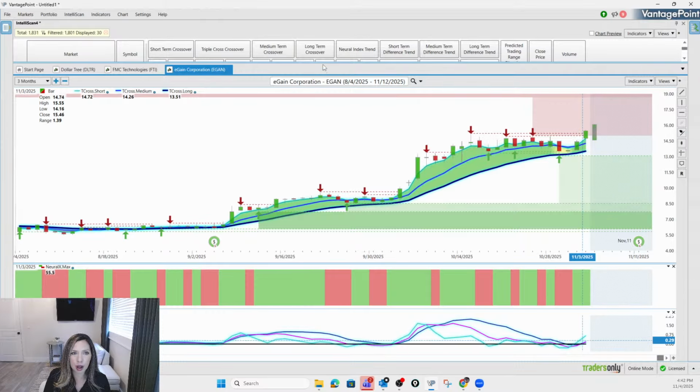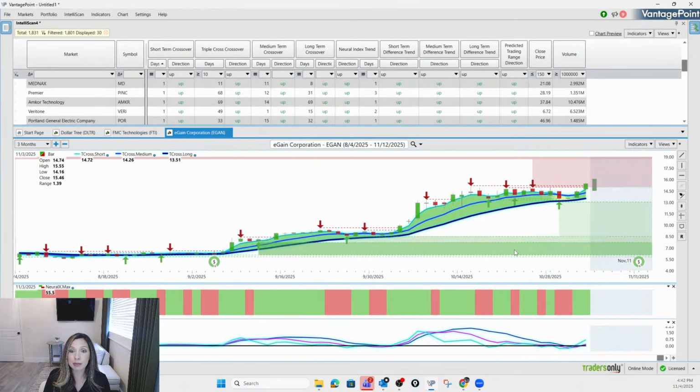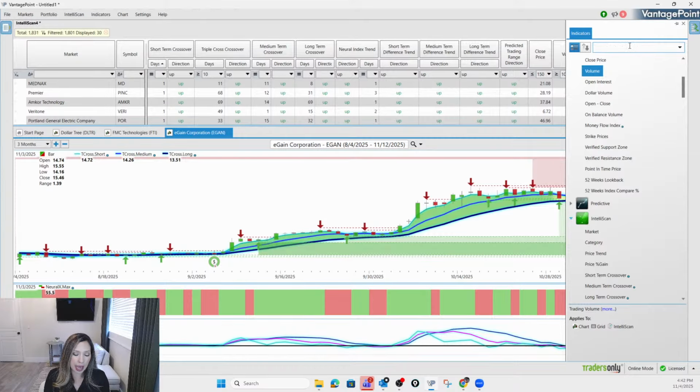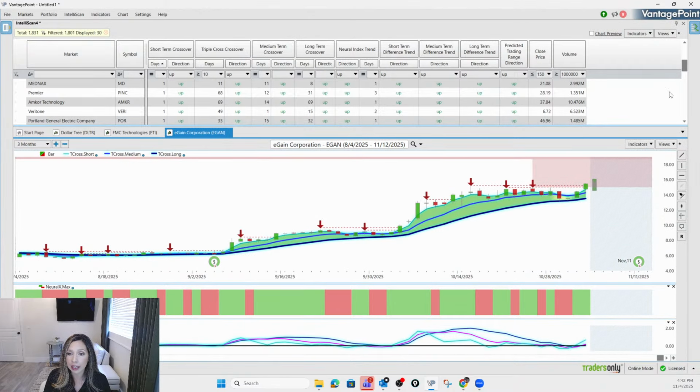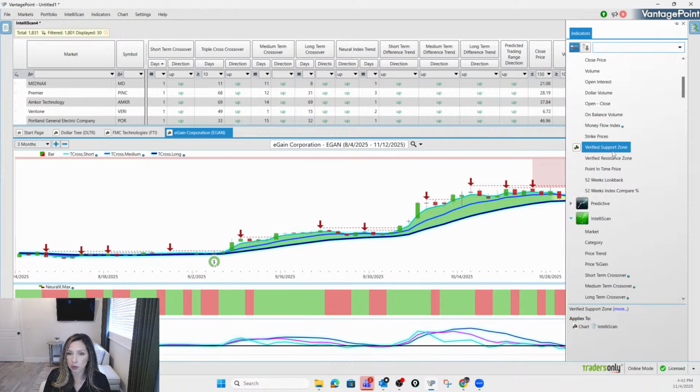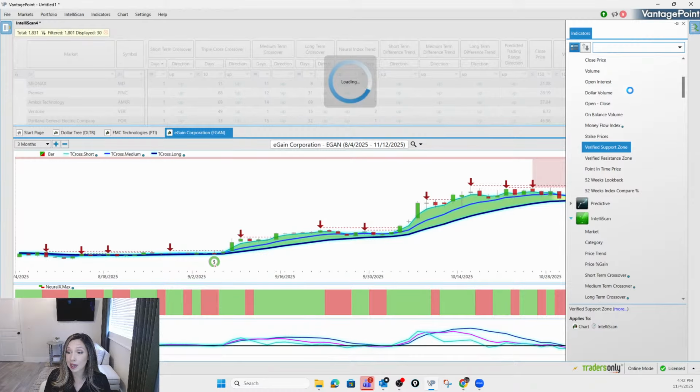So we've got a great potential reversion to the mean and bounce off of support there. So you could also add in that verified support to the scan. Now, some of these indicators like the verified support zone are optional indicators you can choose to add, whether you use them in, like I said, VantagePoint or in your own platform. If you're not already using VantagePoint, I'm just going to add this to the IntelliScan so we can see exactly where those levels lie.